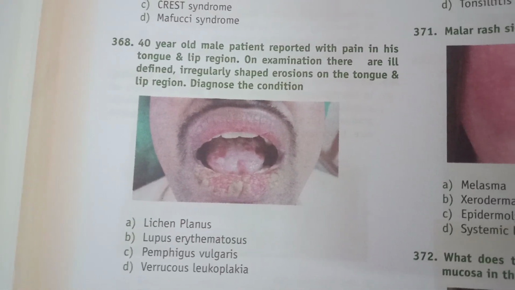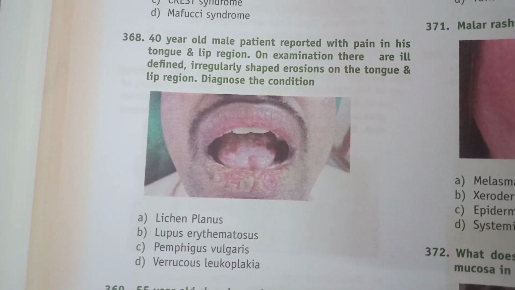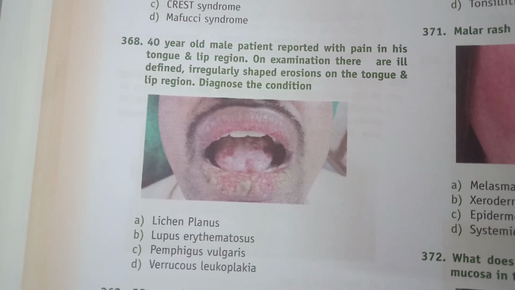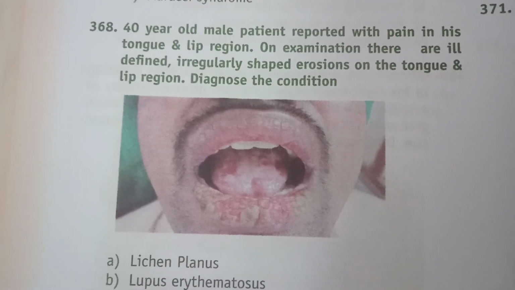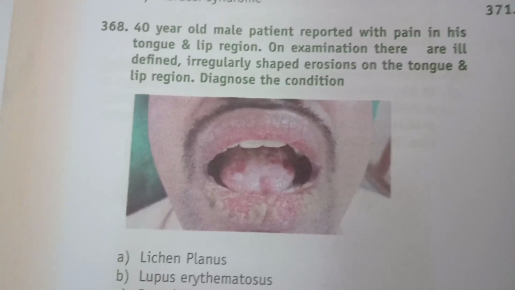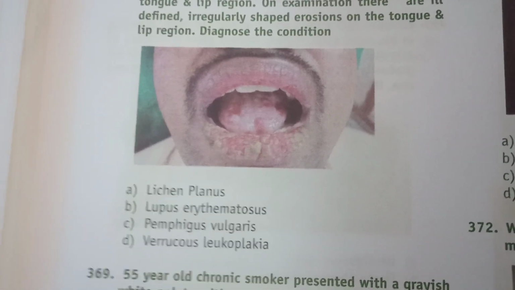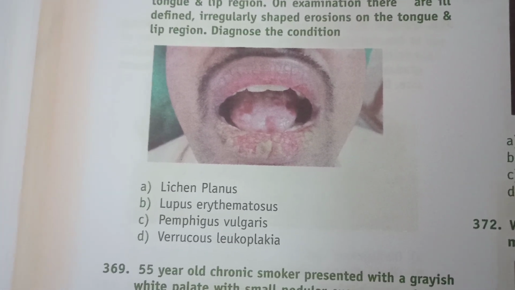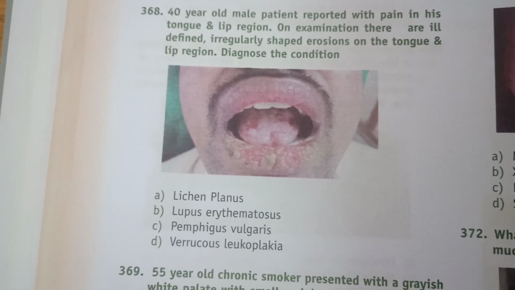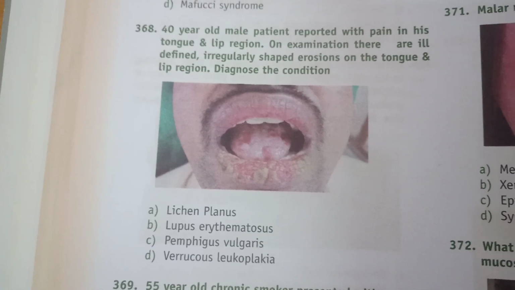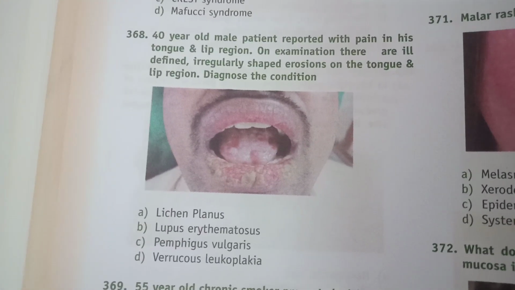368 number question. A 40-year-old male patient reported with pain in his tongue and lip region. On examination, there are ill-defined, irregularly shaped erosions of the tongue and lip region. So first see the picture. These are described as ill-defined, irregularly shaped erosions on the tongue and lip region. So what may be the diagnosis? Options are lichen planus, lupus erythematosus, pemphigus vulgaris, verrucous leukoplakia. As per the answer key, the answer is C, that is pemphigus vulgaris. We'll go to the explanation part.